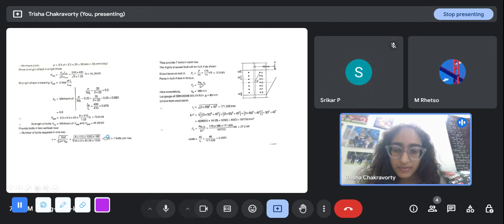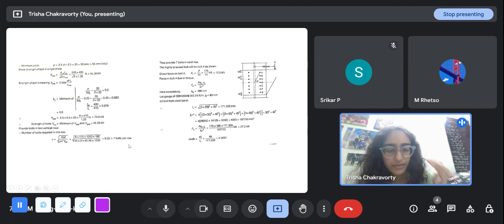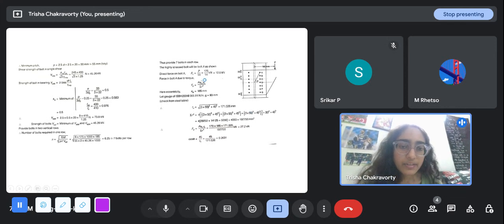So 6.25 is required, then you have to provide, of course, approximate on the higher side, because here if you take 6, it will become inadequate. So we provide 7 bolts in each row. The highest stress bolt will be the farthest one and the closest one to this.